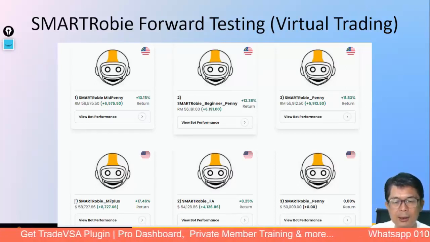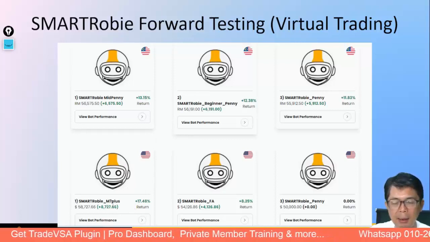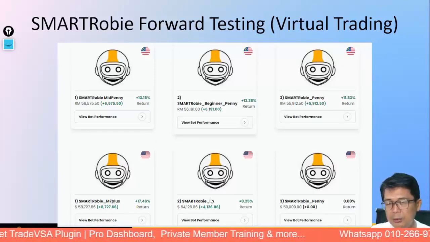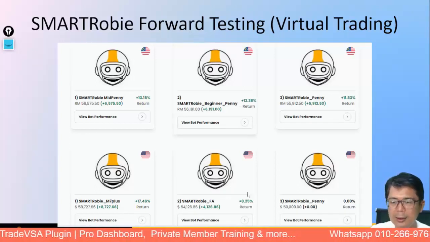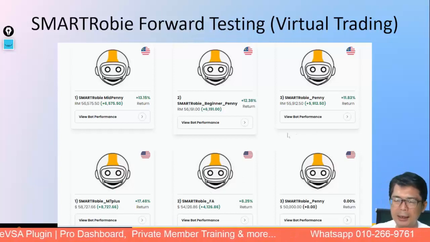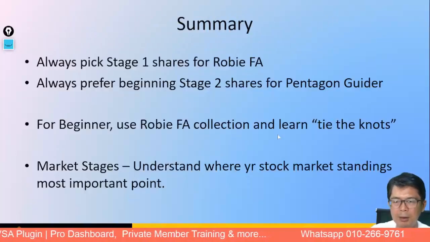Then we have also the US market, just strictly the Magnificent 7. Then we also have the FA, which is the FA stocks for the US, which is about 8%. It only started sometime in April.